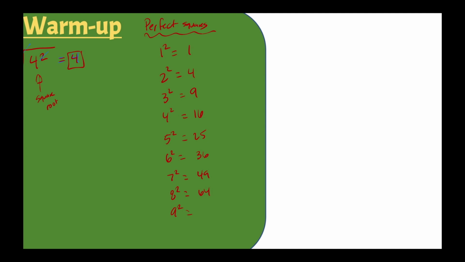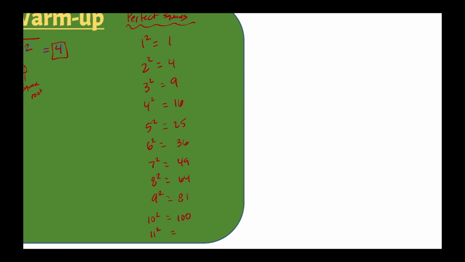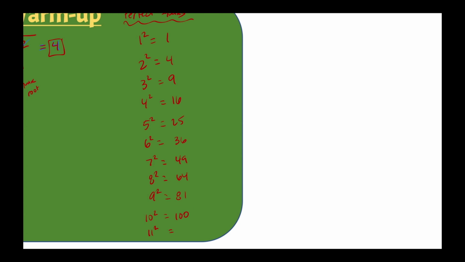9 squared. A lot of you are getting these numbers right now off the top of your head without having to look anything up. 81. Ooh, 10 squared. That one's easy. 100. Very good. 11 squared. Uh-oh. A few of you are going to forget this one. What's 11 squared? Someone said 110. Ooh, close. 121. Yes, thank you. 121.